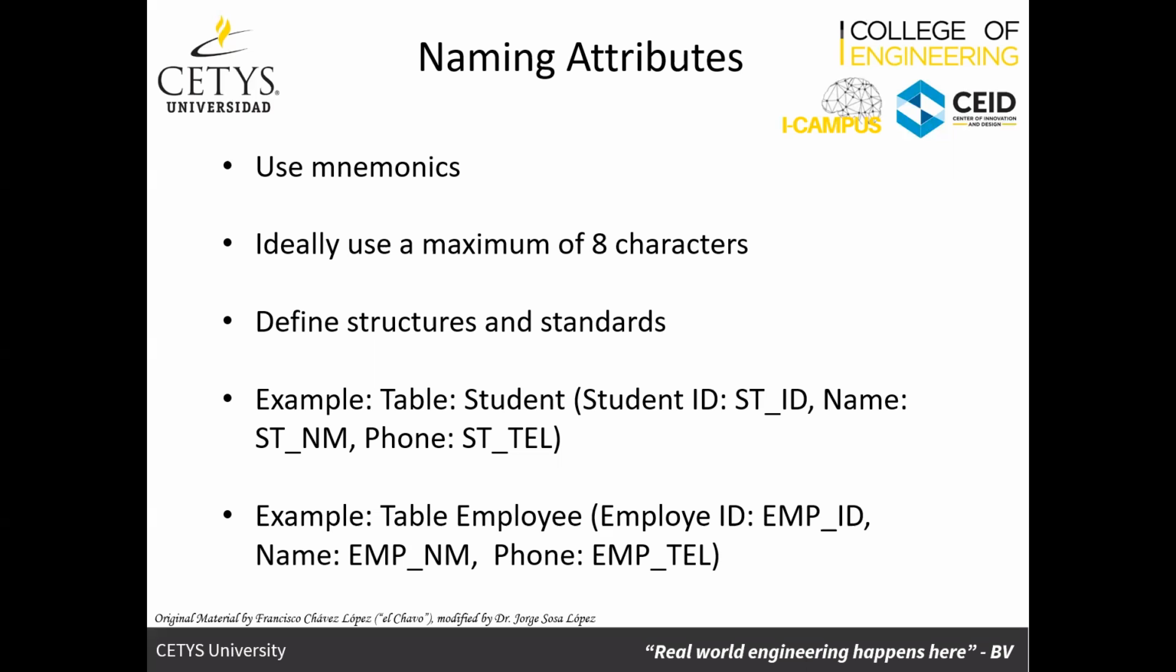So for example, if we got a table that's called student, then I might use ST. I just mentioned the mnemonic should be 3 characters. That should be STP. ST might be too short. As the first part, then the structure is underscore ID. ST name, for example, for the name, the phone, ST tel. And so there's a structure there.